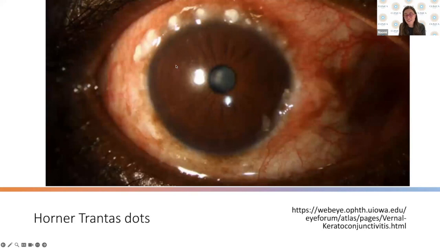Horner-Trantas dots have a similar mechanism of action, but here you're looking at these white collections, little spots at the limbus, which are called Horner-Trantas dots after, I think, Mr. Horner and Dr. Trantas. And they are another pathognomonic sign of vernal keratoconjunctivitis.